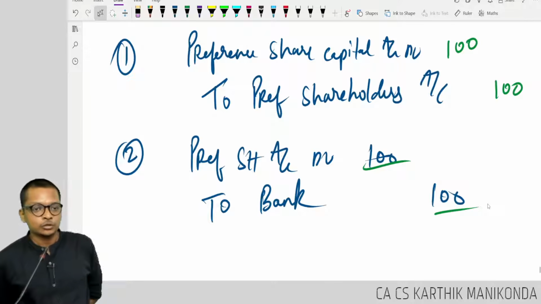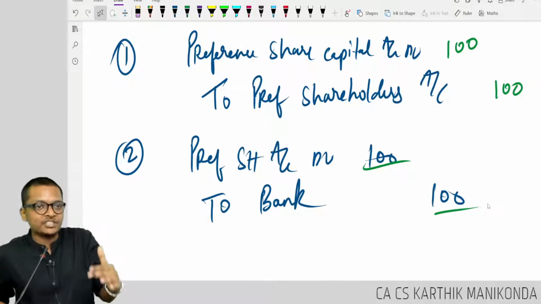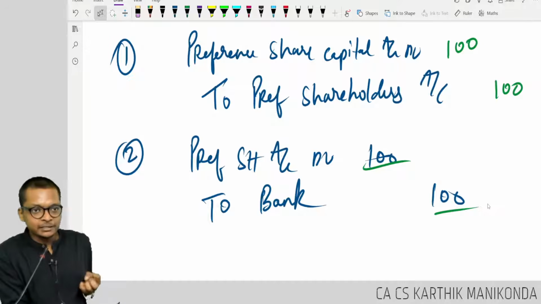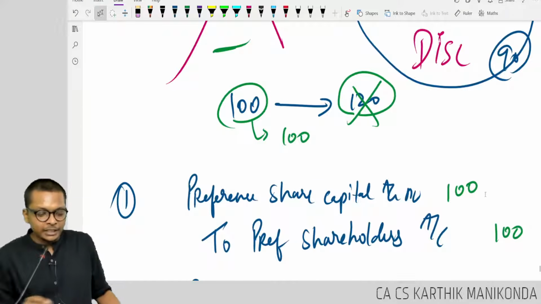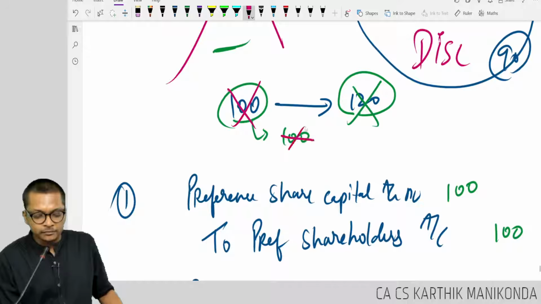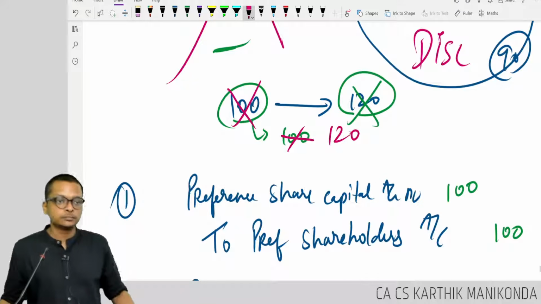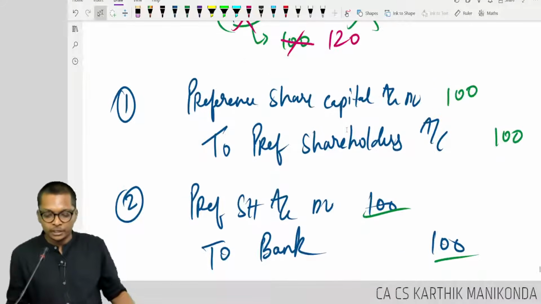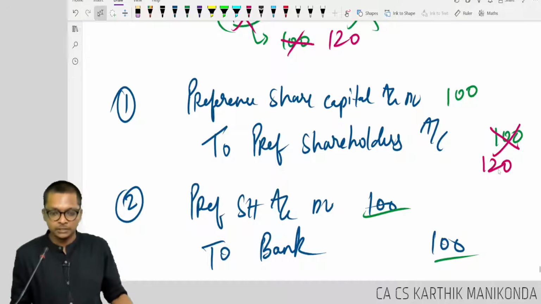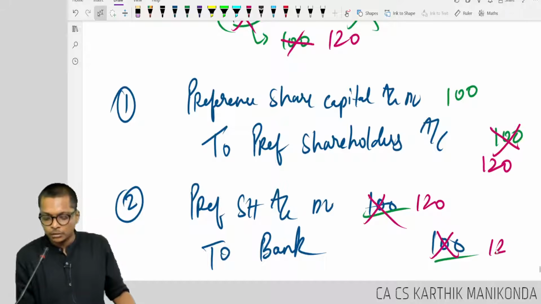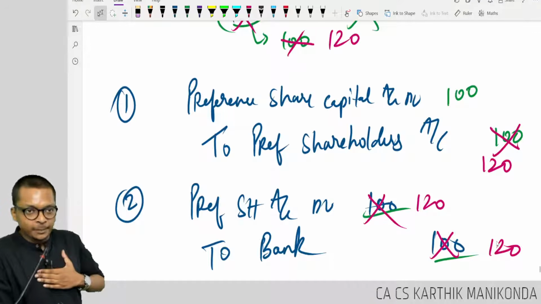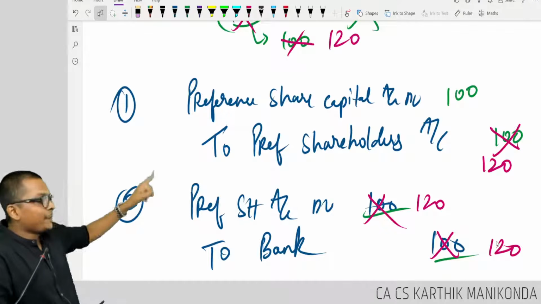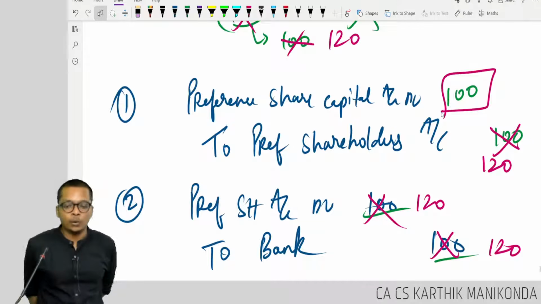Are you understanding, guys? So what is the first entry? Preference share capital to preference shareholders. Second entry, preference shareholders to bank. Are you understanding this part, guys? Let me slowly introduce the next adjustment. Sir, what if instead of 100, you are repaying 120, what to do? That means you are a preference shareholder. How much should I pay you? 120. So instead of 100 here, I will write 120. Here also instead of 100, I will write 120. Because my liability towards the preference shareholders is 120. Correct? But share capital in books is still 100. What to do with the difference 20?